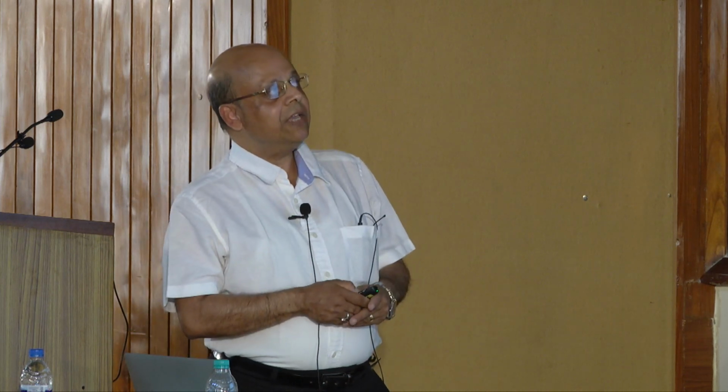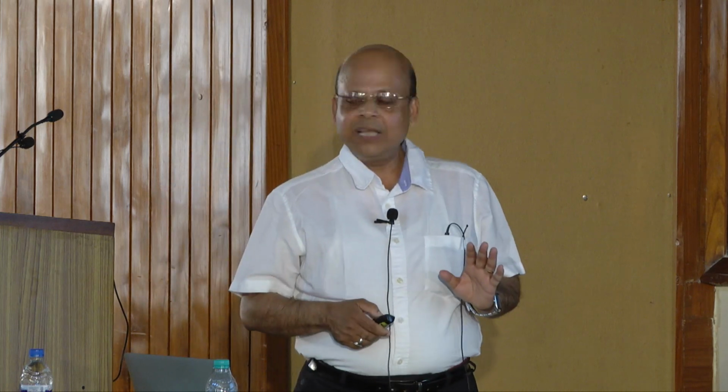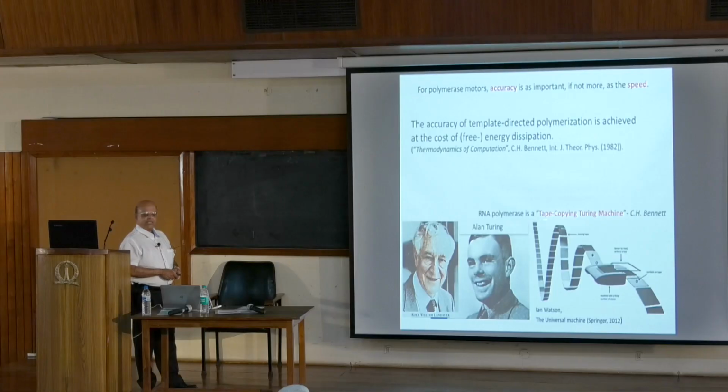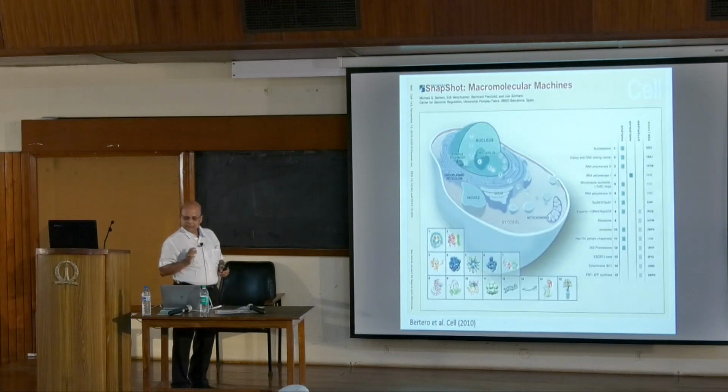Now, for polymerase motors, it is not the efficiency or power output which is so important. It is the accuracy which is more important rather than the speed. And this accuracy of template-directed polymerization is achieved at the cost of free energy dissipation. In fact, this subject has also overlapped with computer science, because RNA polymerases are sometimes viewed as tape-copying Turing machines. But again, this aspect is not going to be discussed in this particular symposium.